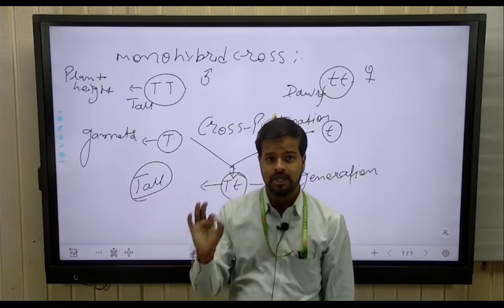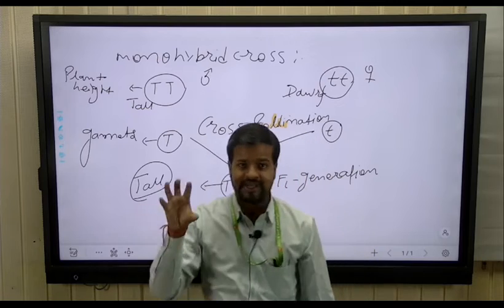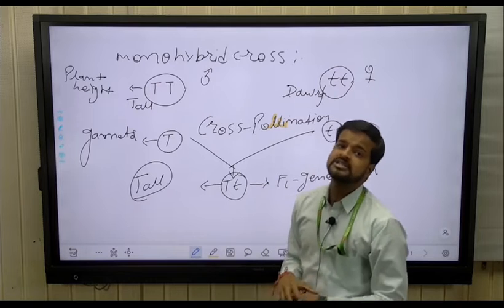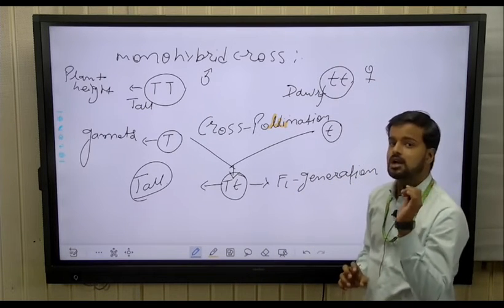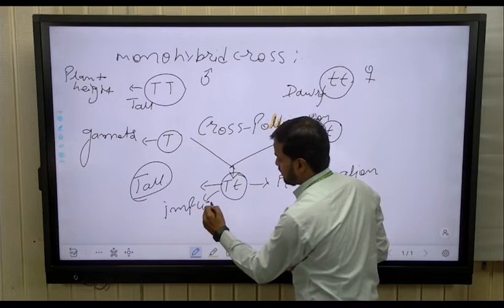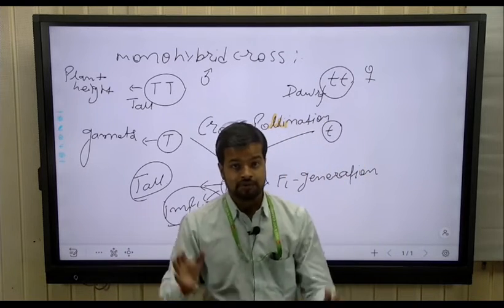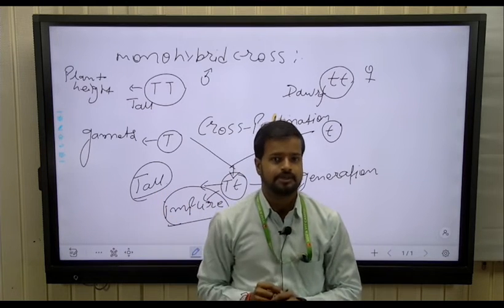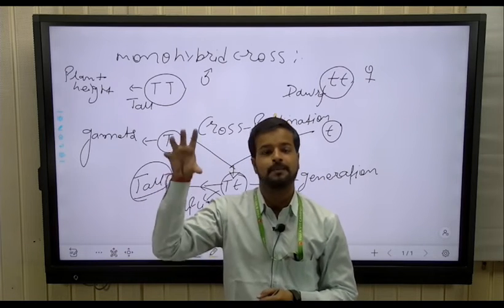Is it clear? That means on the basis of phenotypic character, this cross looks like a dominant cross, but on the basis of genetic composition, what is the genetic composition of the F1 generation? Capital T, small t. That means it is impure. Another conclusion is what? When we mix two pure plants, we obtain an impure F1 generation, and the F1 generation characteristics depend on the dominant character of a parent.